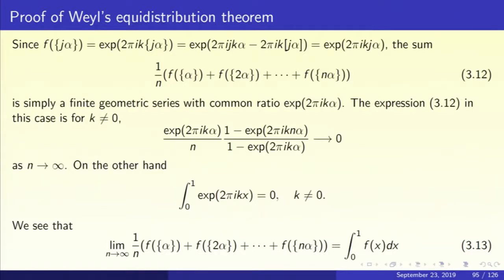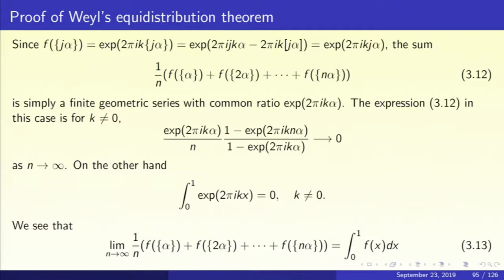Now let us assume k is not 0, because if k is 0 the common ratio is 1, and let us assume that the common ratio is not 1, and we know how to compute the sum of a geometric series. It's a very easy and very elementary thing, and so the Cesaro sum 3.12 when k is not equal to 0 becomes exponential of 2 pi i k alpha upon n into 1 minus exponential of 2 pi i k n alpha upon 1 minus exponential 2 pi i k alpha, and this evidently goes to 0 as n tends to infinity. That's very trivial to check.